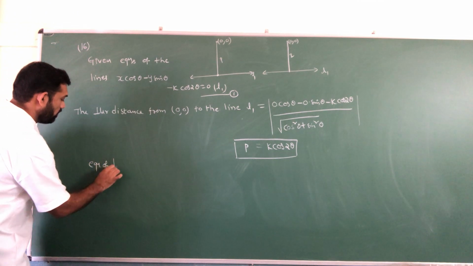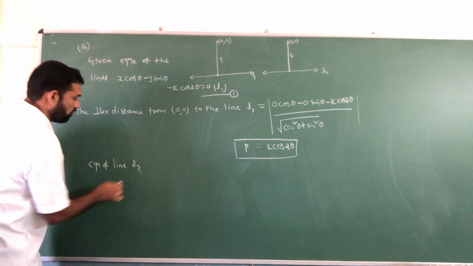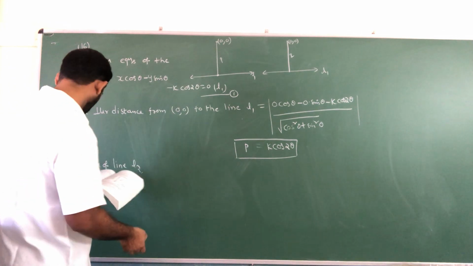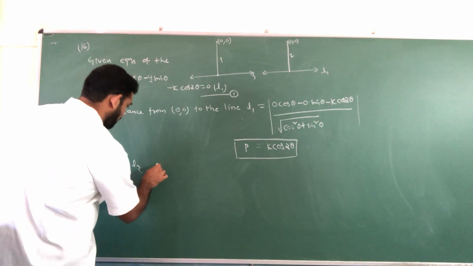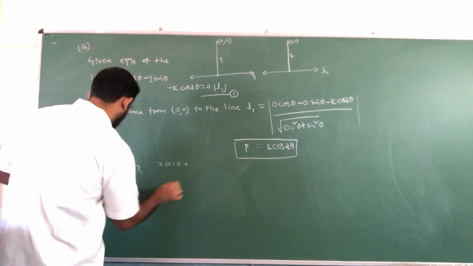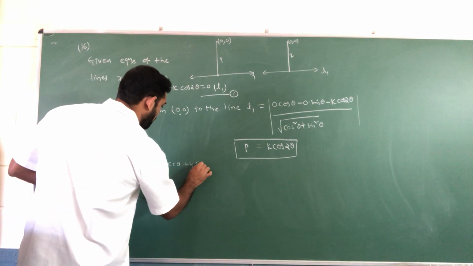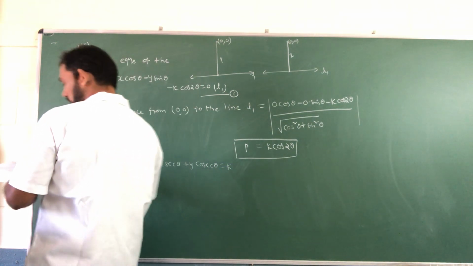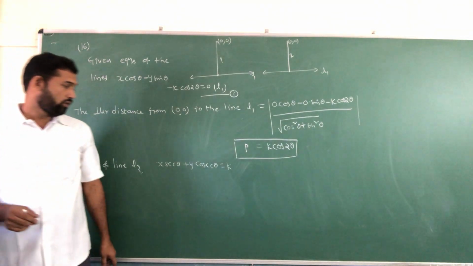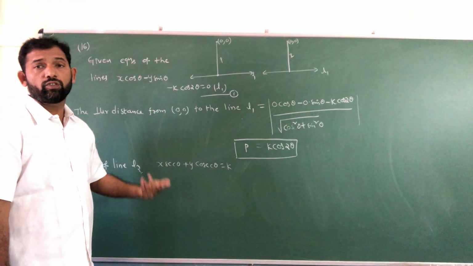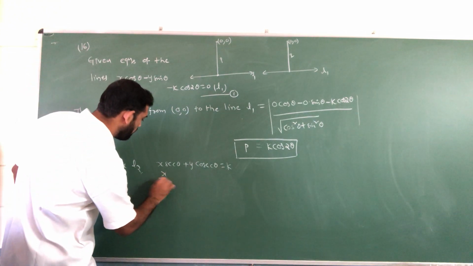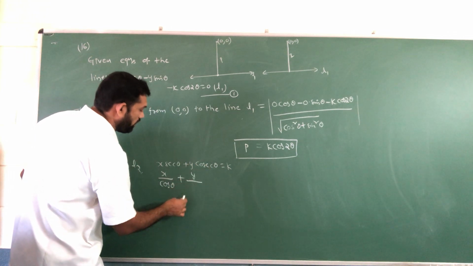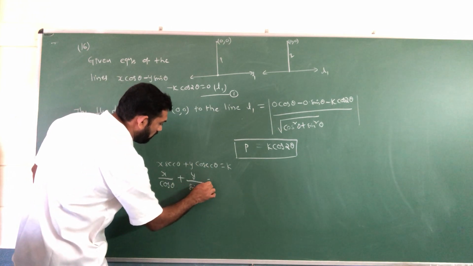Equation of line L2, how much is given? x secant theta plus y cosecant theta is equal to k. So you have to convert this into sin and cos. x by secant theta means cos theta, plus y by cosecant theta means sin theta, is equal to k.